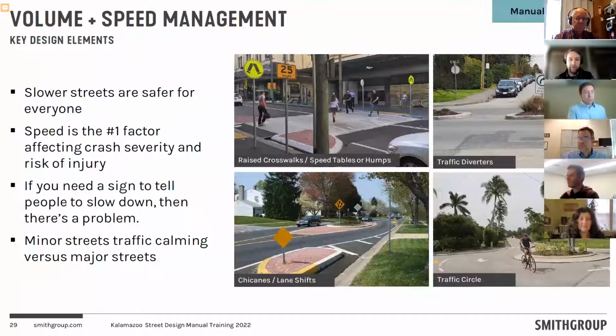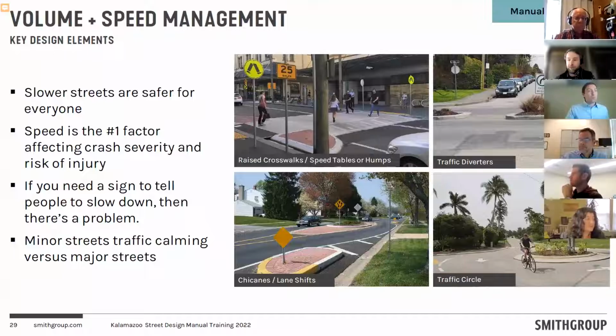Obviously, there's a lot of emphasis in the past of looking at volume and speed management on minor streets. So a lot of the kinds of treatments that you see on the screen here, I think something that cities really across the country are grappling with now is how do we start to apply volume and speed management in a genuine way to our major streets? What does that look like? How do these techniques adapt and work on major streets?